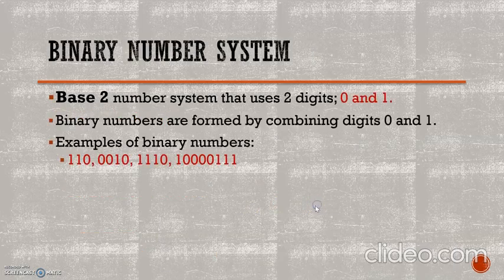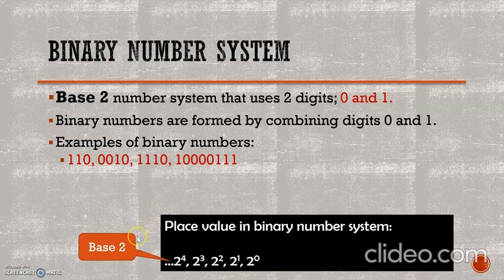The second number system that we are going to discuss is binary number system, which is also called base 2 number system. It uses two digits only, that is 0 and 1. And we form numbers in binary number system by combining zeros and ones. Alright, and this is called base 2 because the base in place value is 2 to the power of 0, to the power of 1, and so on.